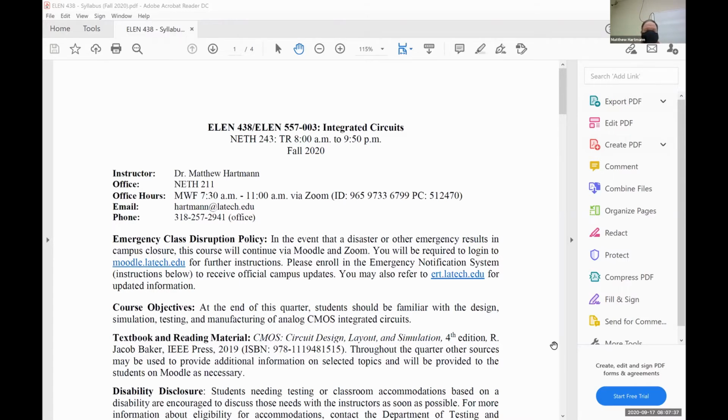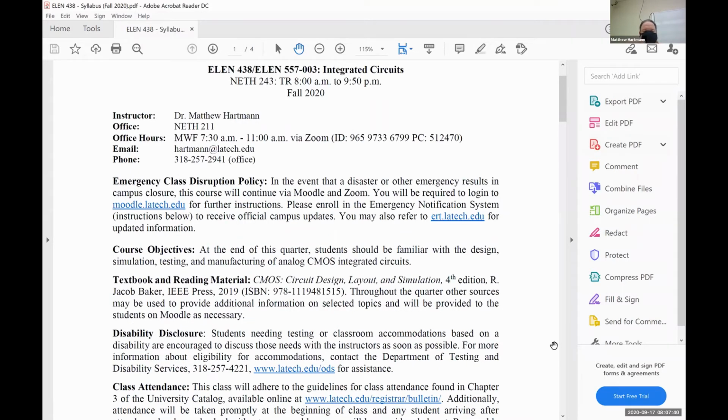Course objectives. At the end of this quarter, students should be familiar with design, simulation, testing, and manufacturing of analog CMOS integrated circuits. We're actually going to be doing specifically a multi-stage op-amp. That is the end goal of this class, to design from the initial startup circuit that makes the astable multivibrator not astable anymore, all the way to a push-pull amplifier at the output stage.